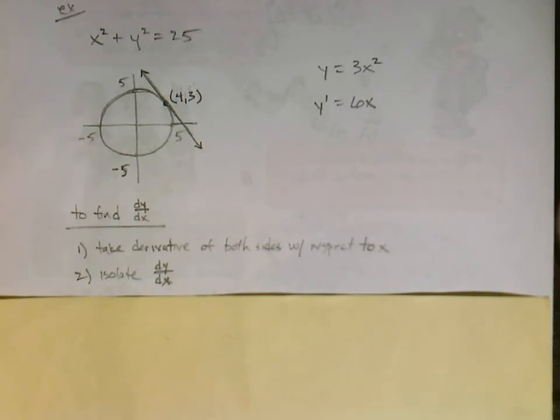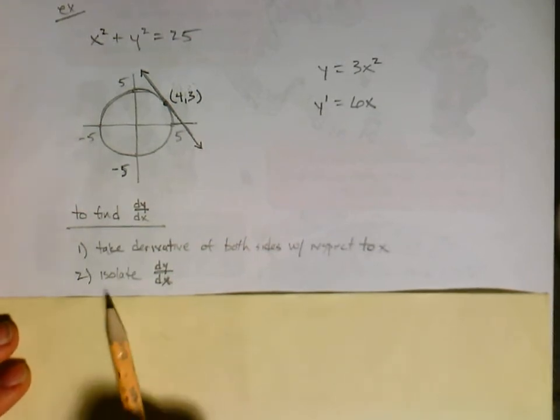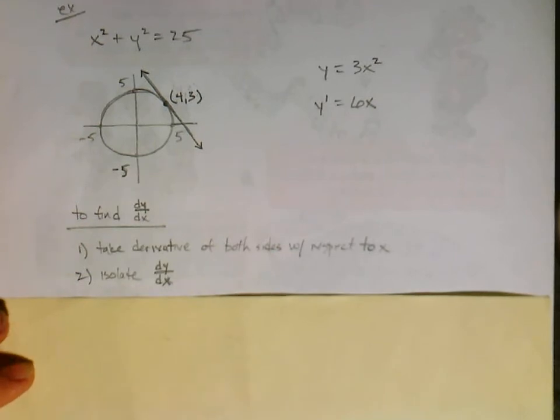Okay, once you take the derivative of both sides with respect to x, then step number 2, we're going to isolate dy over dx. Now, step number 2 doesn't really make very much sense at this point until we see an example.